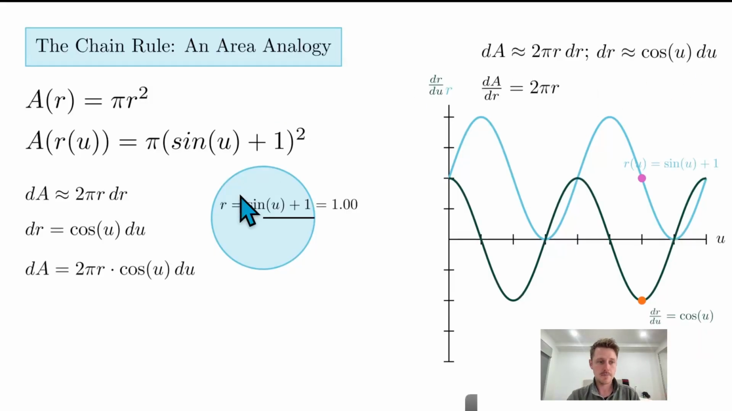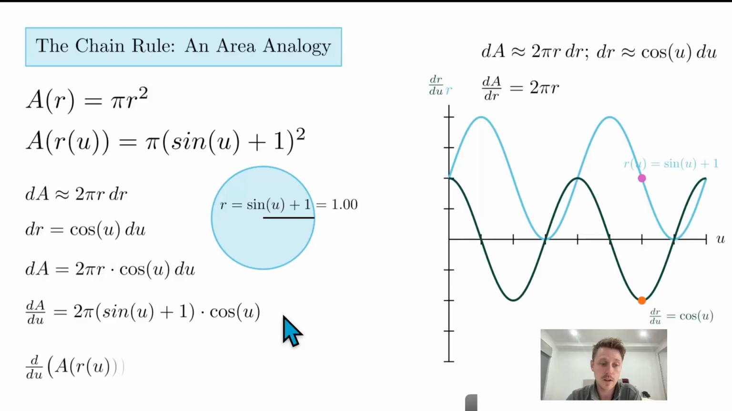And so dA is 2 pi r multiplied by cos of u du, because dr is cos of u du. And now we're almost there. The last thing to say is, we know what this r is. r is just sine of u plus 1. So if we replace this r with what r is as a function of u, and we divide everything by du, we get that dA du is 2 pi times (sine of u plus 1) multiplied by cos of u. Okay, what a mouthful that was.